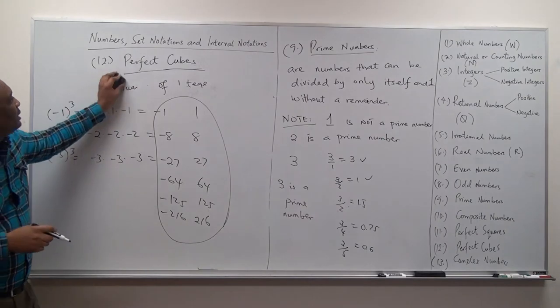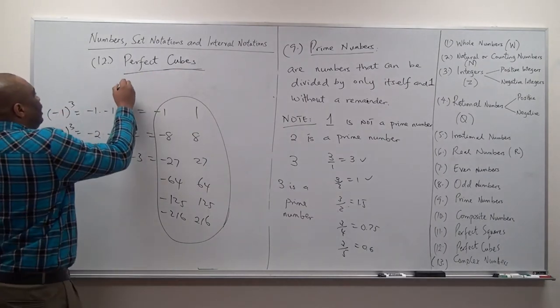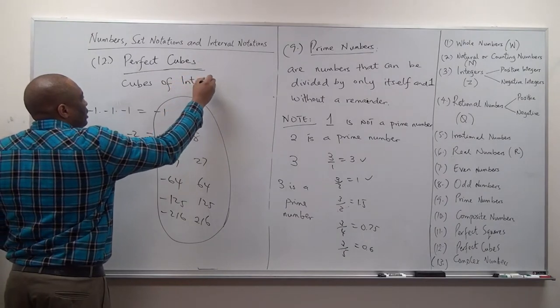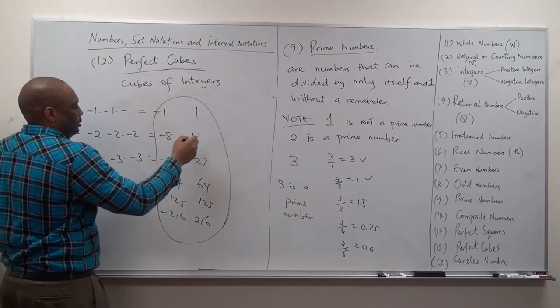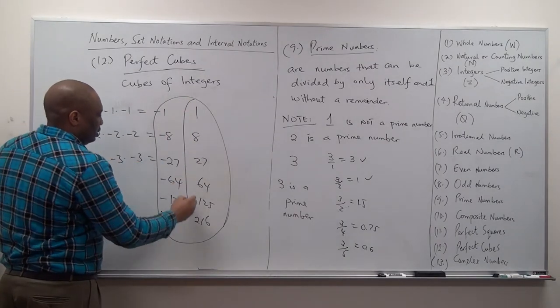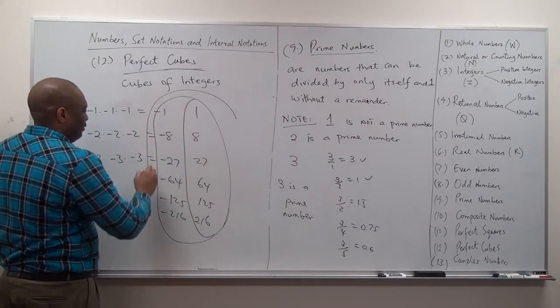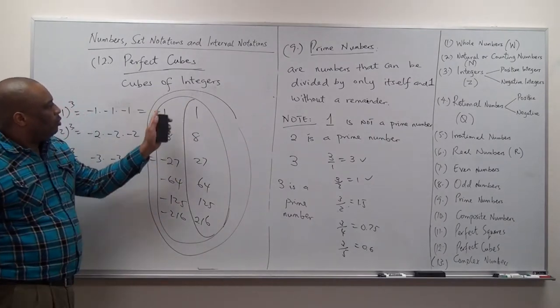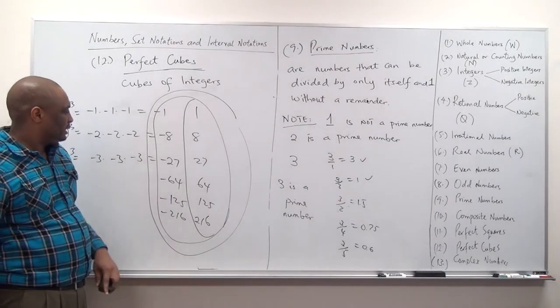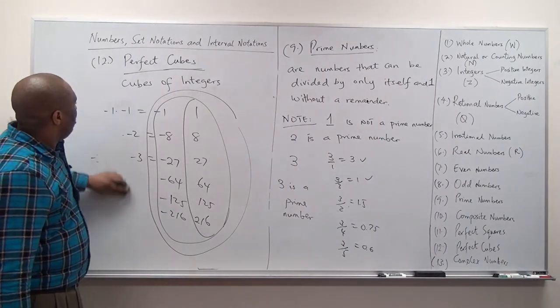Cubes of integers. Oh, I didn't even write it. Cubes of integers. All of them here are perfect cubes: 1, negative 1, 8, negative 8, 27, negative 27, 64, negative 64, and the rest of them. They are all perfect cubes.